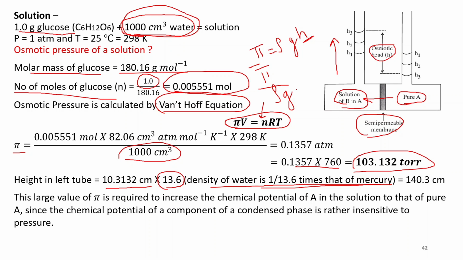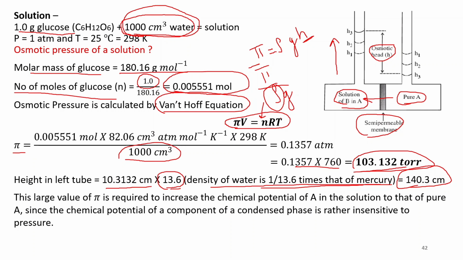So we divided this osmotic pressure by 10, so we got 10.3132, and then we divided it by rho, which is 1 upon 13.6, so we multiplied by 13.6 and we get the height as 140.3 centimeter in the left tube. So, you understood, right, how we calculated this.